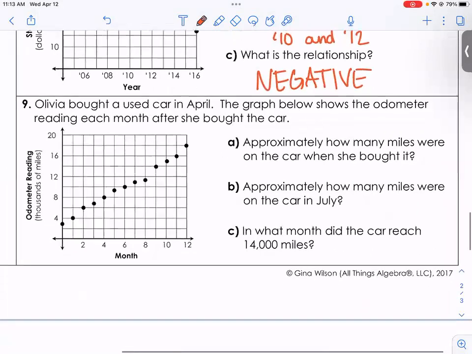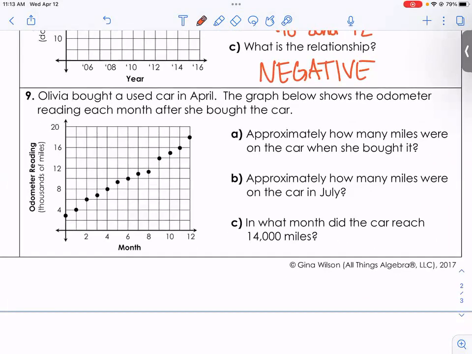They were doing so good. I think Ryan. I don't know why, because we're talking about Olivia buying a car in April. I don't think it's this Olivia. Olivia, did you buy a car? I didn't know. Yeah, they bought a car.